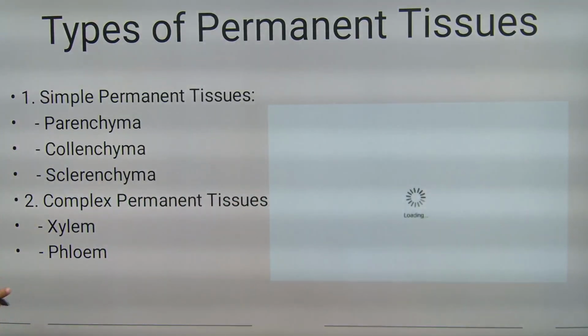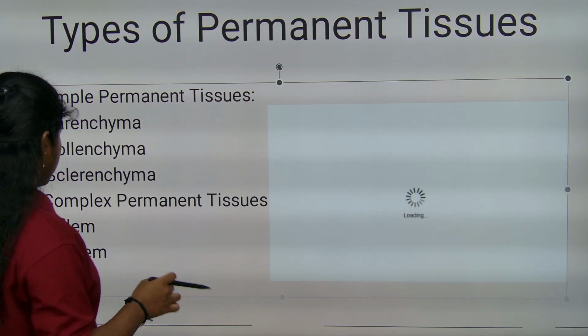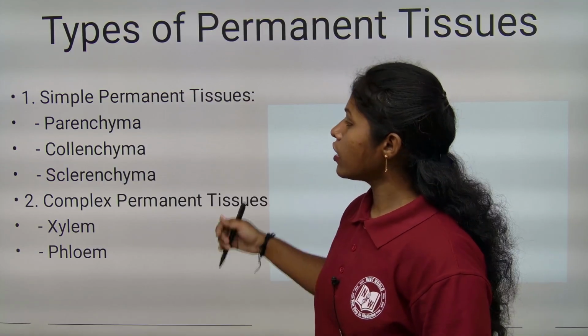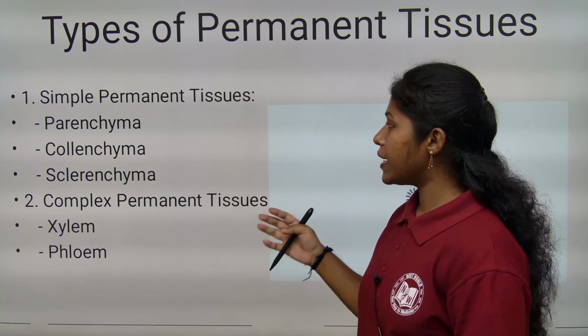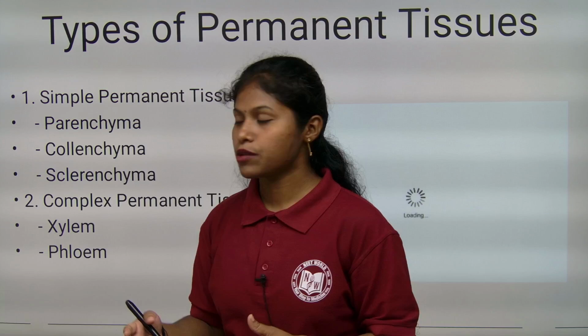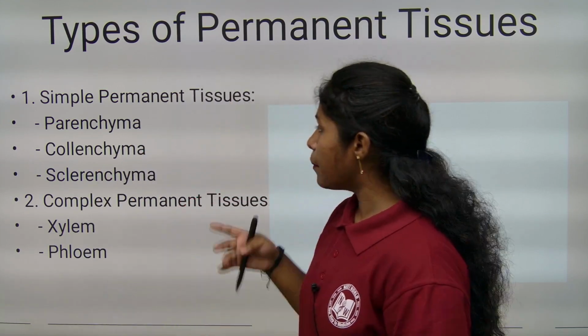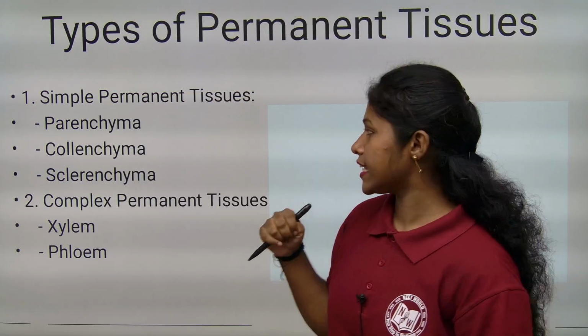Okay. What are the types of permanent tissues, children? Simple and complex. Simple permanent tissues are again divided into Parenchyma, Collenchyma and Sclerenchyma, categorized based on their similar kind of cells. Simple permanent tissues are categorized into three types. What are they? Parenchyma, Collenchyma and Sclerenchyma.